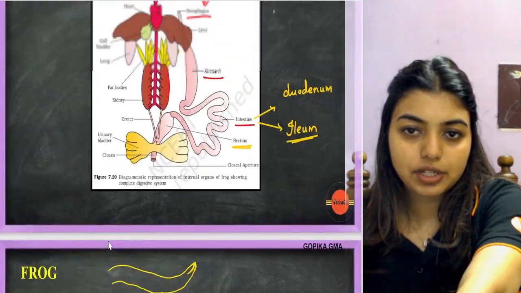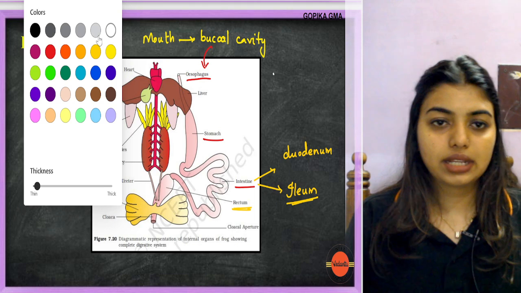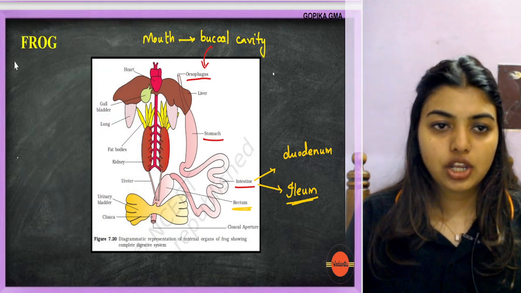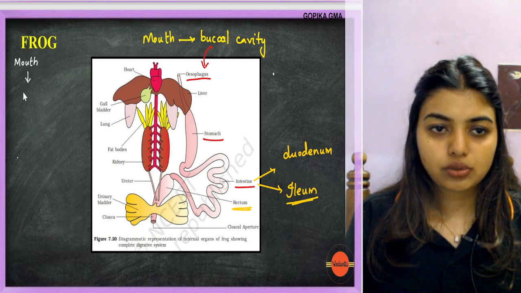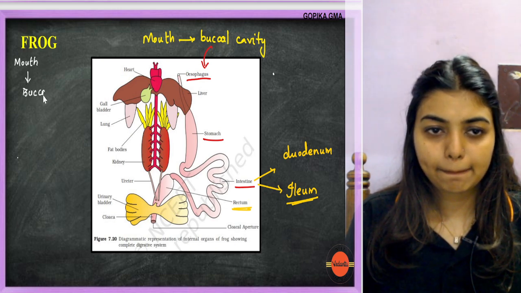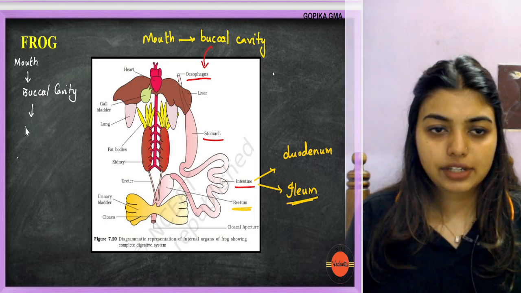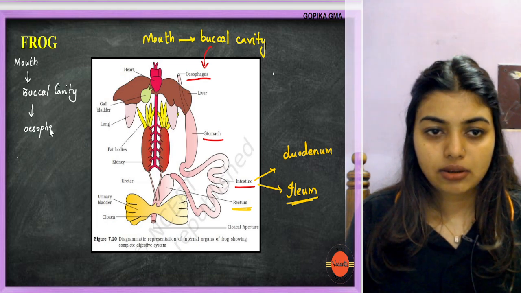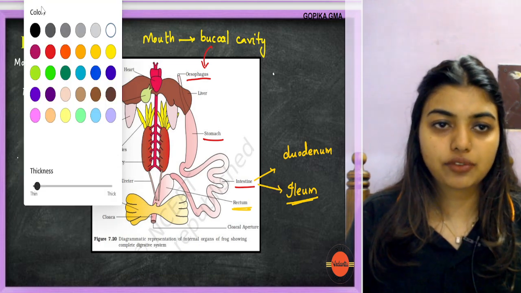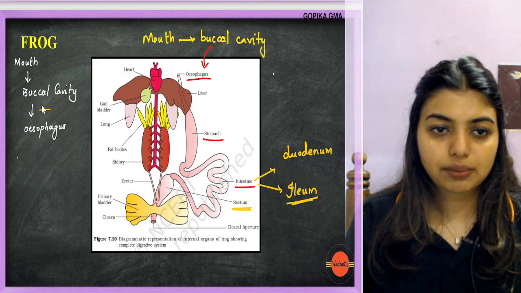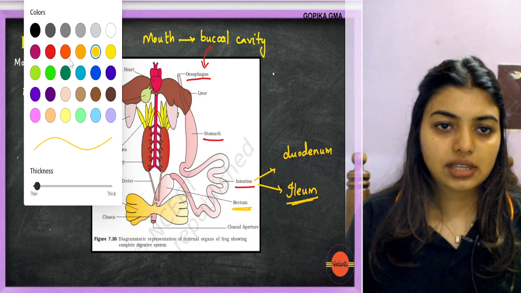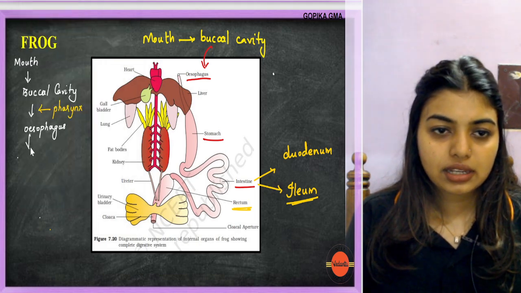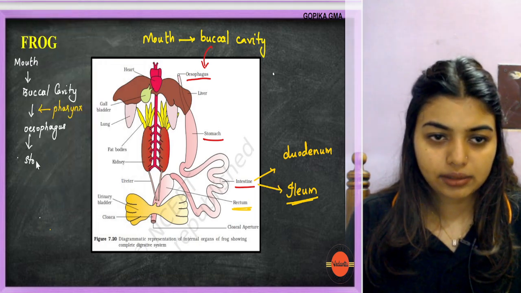So next we are going to do respiration. Before that, let's write an overview of it here. So students, mouth to buccal cavity to esophagus. But do not forget, between buccal cavity and esophagus there is one passage through which it is going to come, that is your pharynx. Yes or no? Through pharynx. Now from esophagus it is going to open into the stomach.